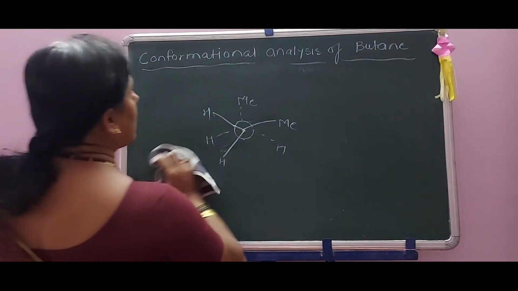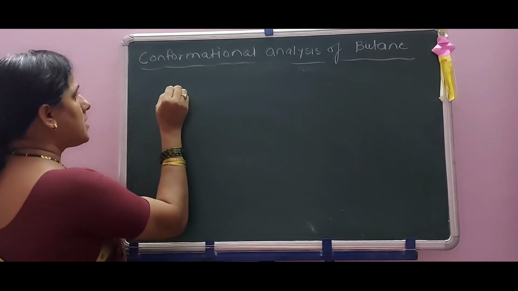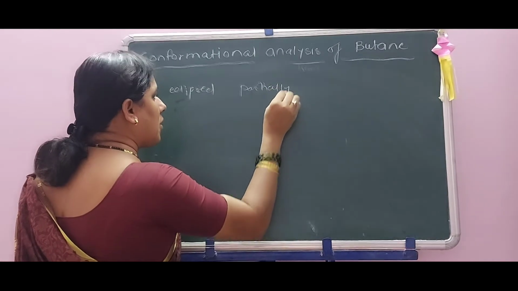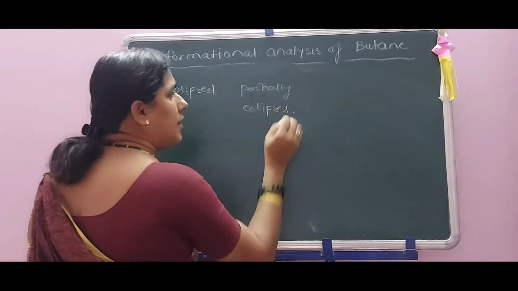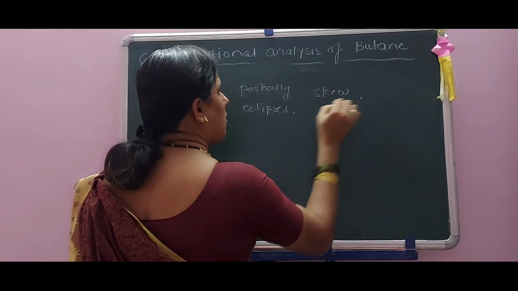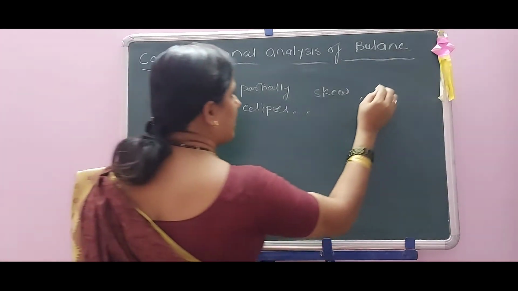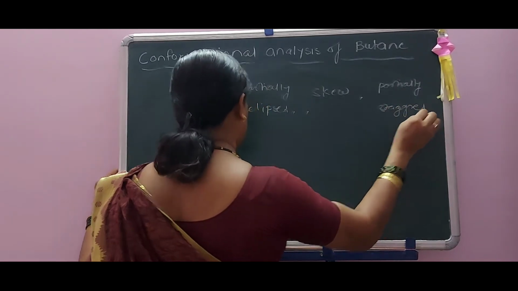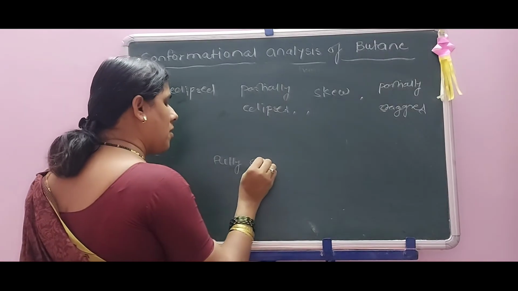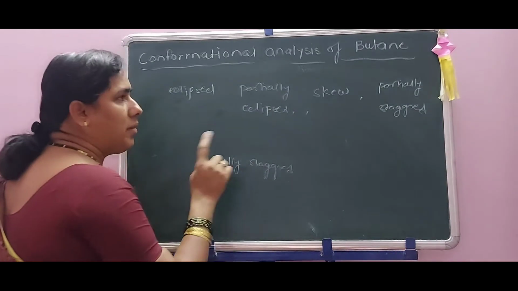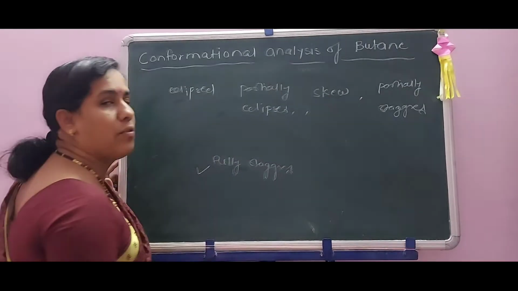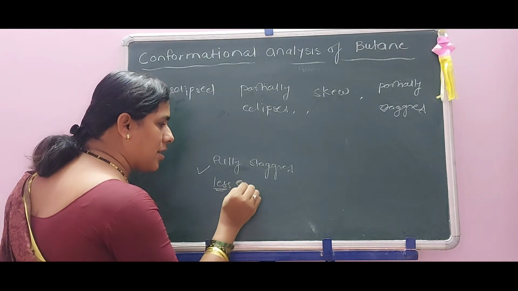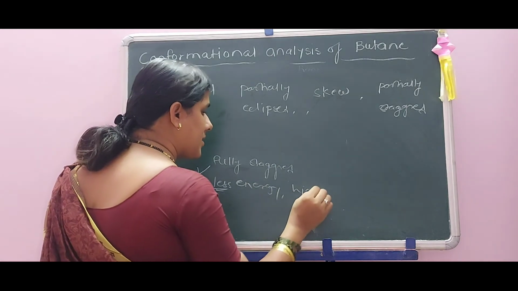Now, what about its stability? Between the eclipsed, partially eclipsed, then skew, then partially staggered, and fully staggered, the most stable structure is the fully staggered one, because it has the least energy, and here I get the highest stability.